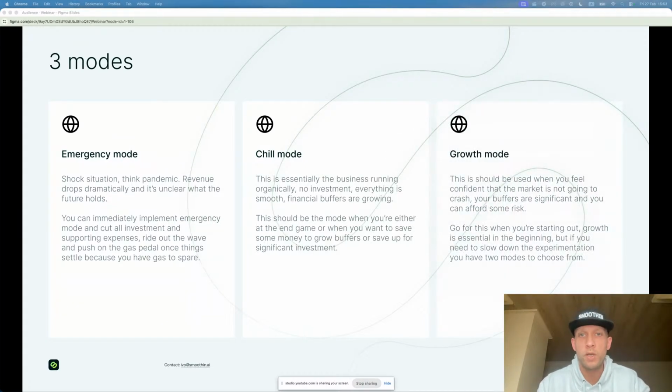And then you have growth mode. This is what you should be using when you feel confident that the market is not going to crash. You have enough buffers and you see where you can grow, and some of the marketing investments have proven themselves, so you're willing to reinvest because now it's a supportive role. It's not an investment role anymore. It's the mode where you're like, now I'm really driving, I'm really growing the business. It's the growth stage of your business. Okay, so if you've done it this way, you have these 3 modes to choose from, and please use that wisely.